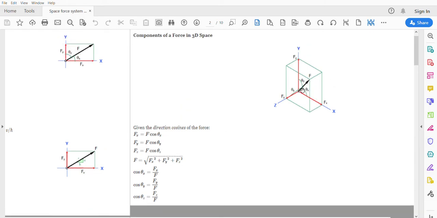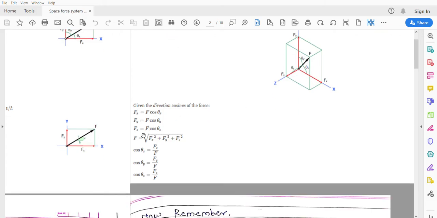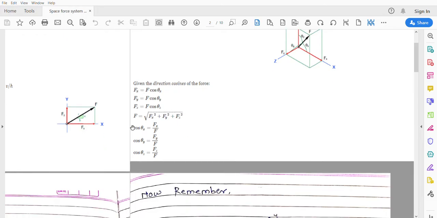So what we have done here, we have resolved force into three components. In 2D we resolved it into two components. In 3D we are going to resolve it into three components: Fx, Fy, and Fz. Now the resultant is equal to the square root of Fx square plus Fy square plus Fz square, and from this equation cos theta x equal to Fx by F, cos theta y equal to Fy by F, and cos theta z equal to Fz by F. Now F is the resultant of this force system.